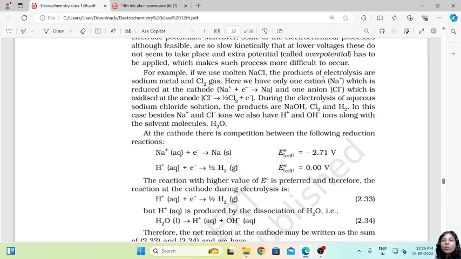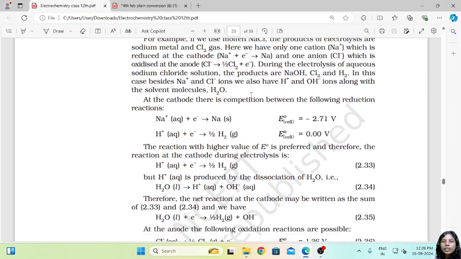Here we have only one cation, that is Na+, which is reduced at the cathode. So Na+ plus an electron will give us Na, and one anion, that is Cl-, which is oxidized at the anode. So Cl- will give us half Cl2 plus 1 electron.